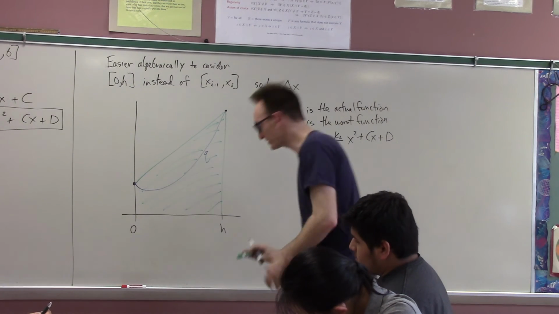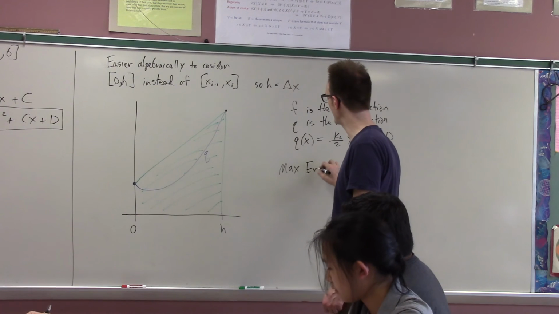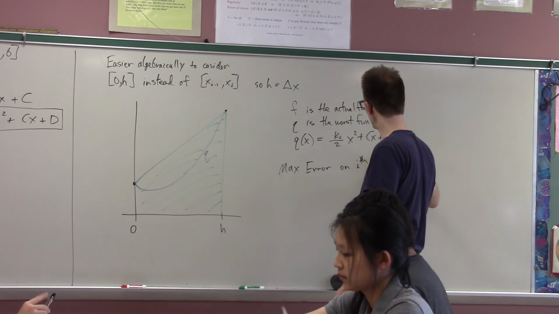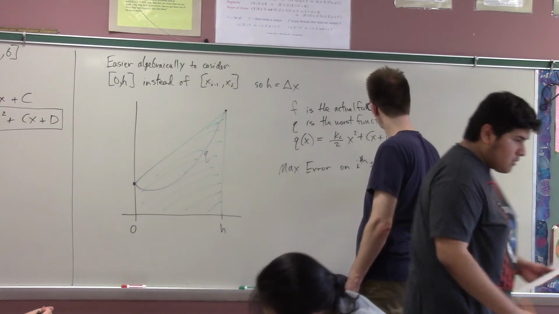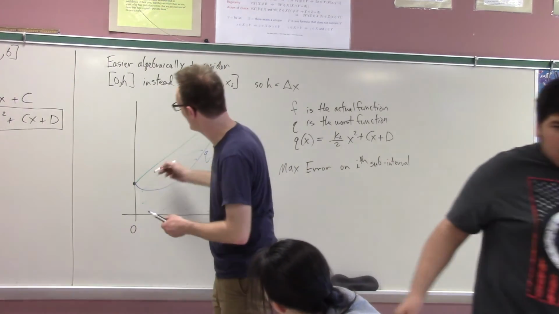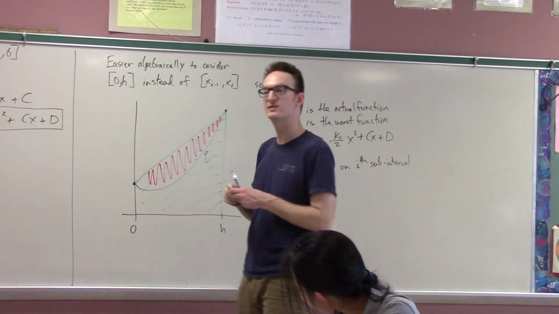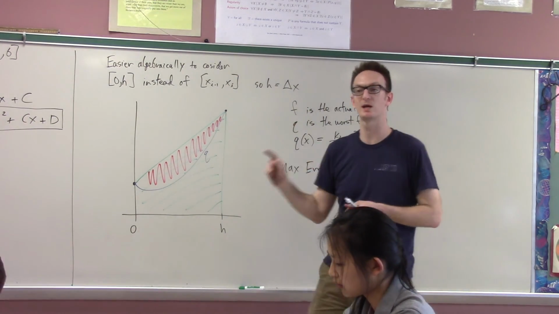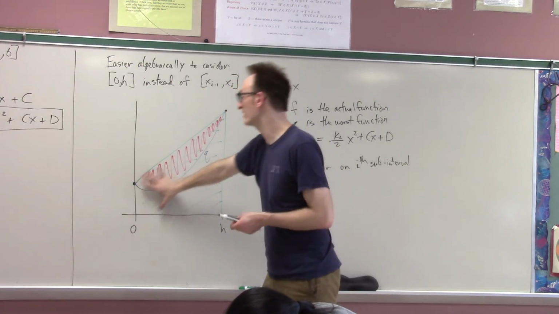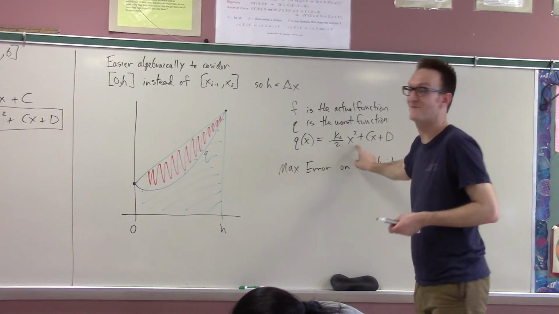If I want to find the maximum error on the ith subinterval, what do I need to do? The maximum error on the ith subinterval is the difference between the area of the trapezoid, minus the area under this q function, which we can get via integration.